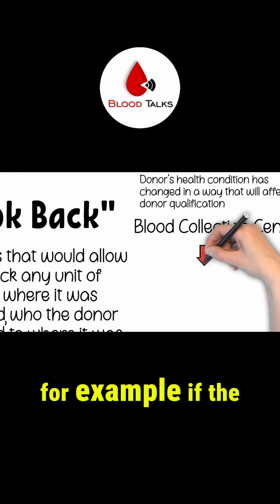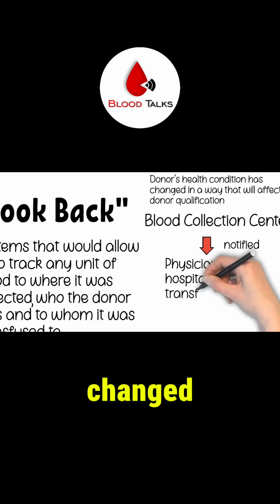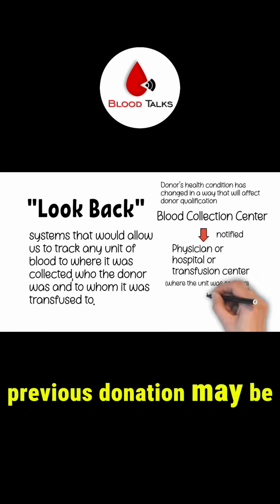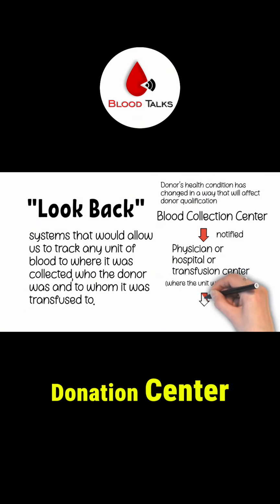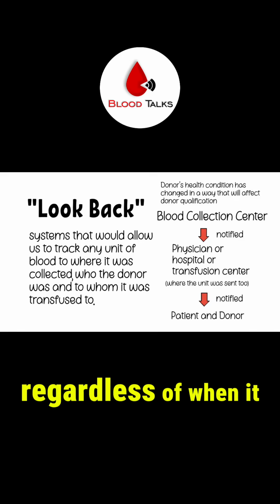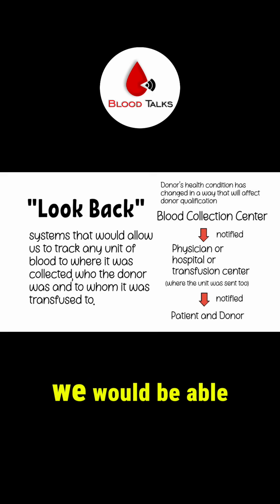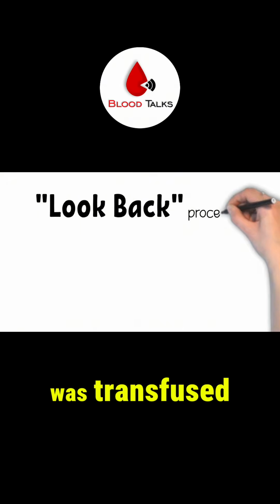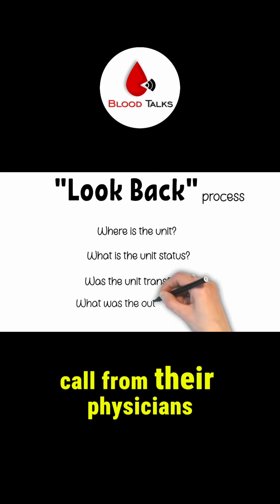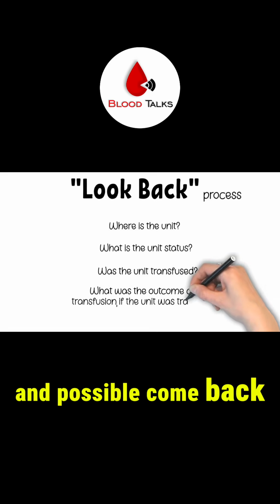For example, if the donor's current health condition has changed in a way that it will affect the donor qualification, a previous donation may be recalled by the blood donation center. This recall process can happen way after the blood is collected. Regardless of when it happens, we would be able to track down the unit. We would need to know if the unit was transfused and who the recipients of the unit were. The patients may get called from their physicians and possibly come back in for a checkup.